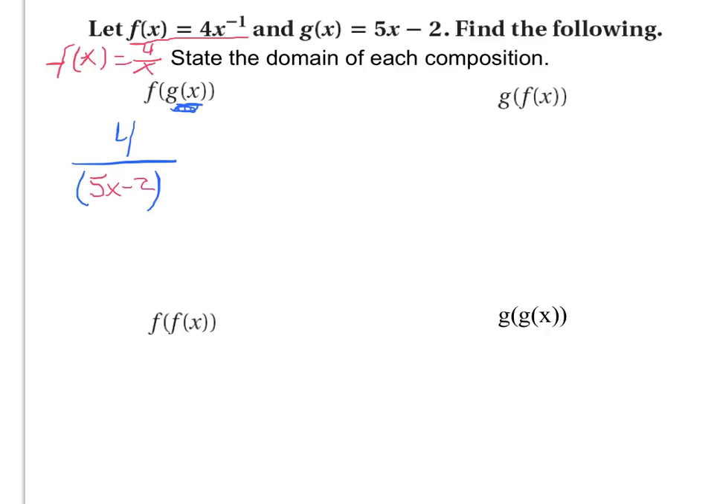And there it is. That's done. 4 over 5x minus 2. That's it. Now, I do need the domain. So what can x be? What can it not be? Well, we don't have square roots. We don't have anything like that. But if you notice, we do have an x in the denominator. Okay, so we cannot have this denominator be 0. So we can have all real numbers.